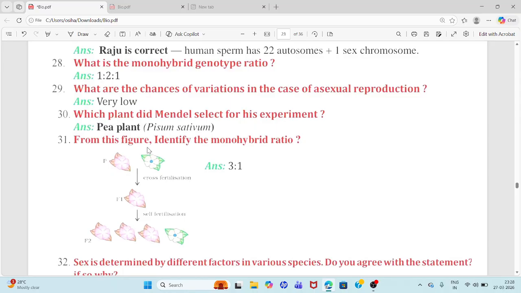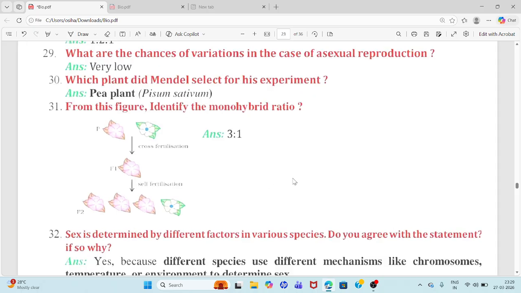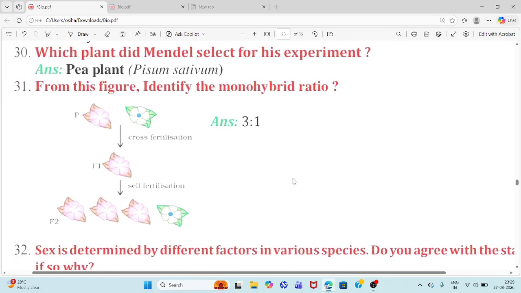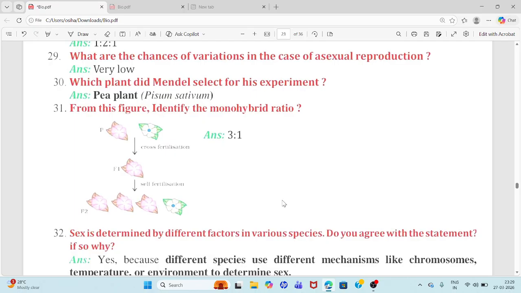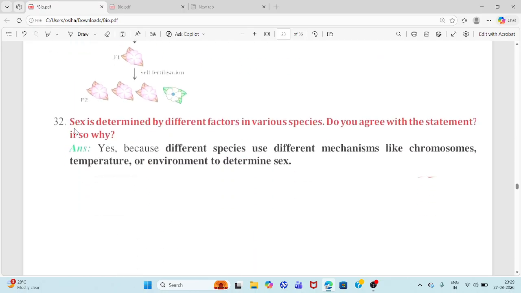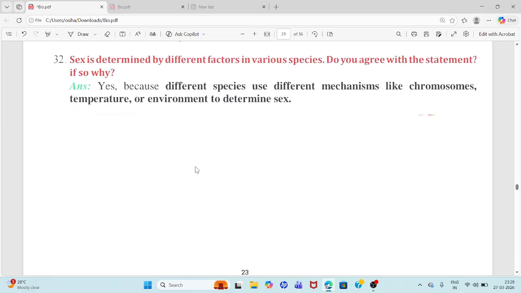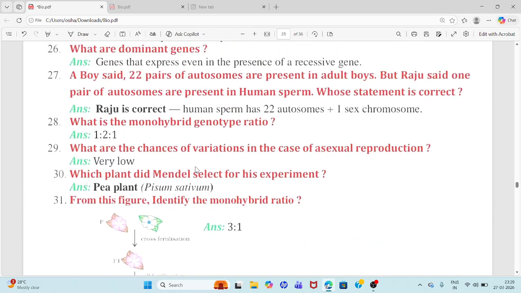31. From this figure, identify the monohybrid ratio. It is 3 is to 1. See the picture if you want to see it clearly. 32. Sex is determined by different factors in various species. Do you agree with the statement? If so, why? Yes, because different species use different mechanisms like chromosomes, temperature, or environment to determine sex. So we have completed one more question.